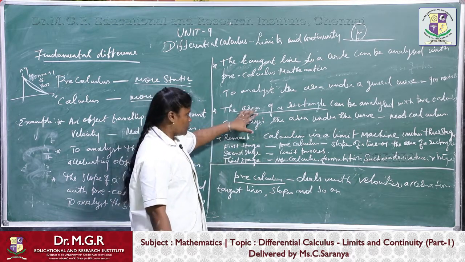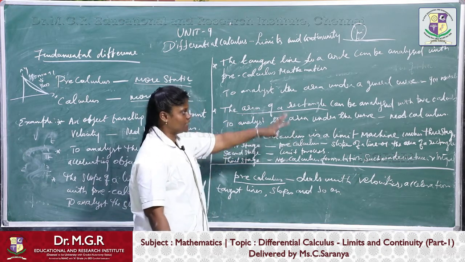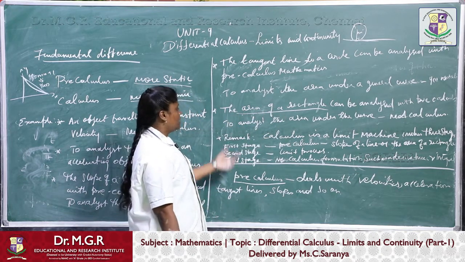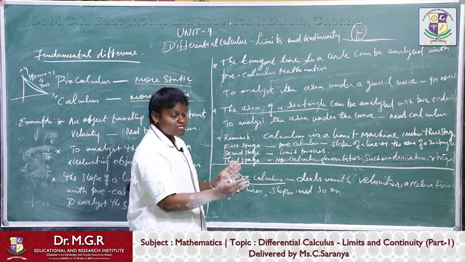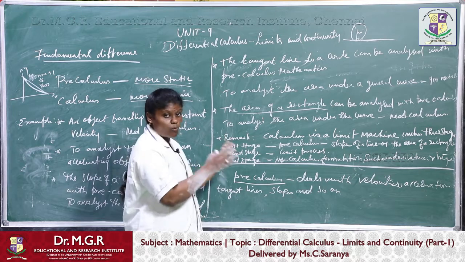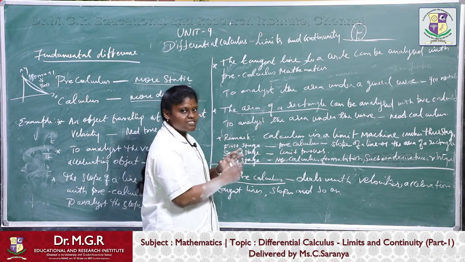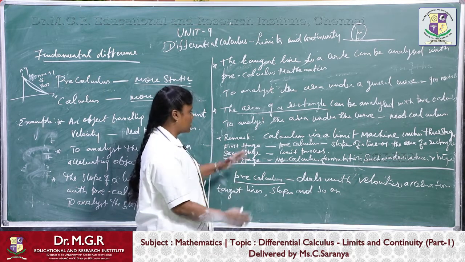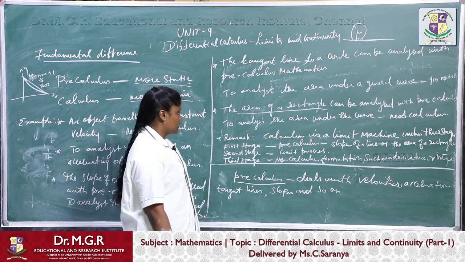First you have to draw the area of the rectangle. It can be analyzed with the pre-calculus method. Before calculus, you have to know the pre-calculus data, the static data. After that you apply calculus and analyze the dynamic data. To analyze the area under the curve, we use calculus.